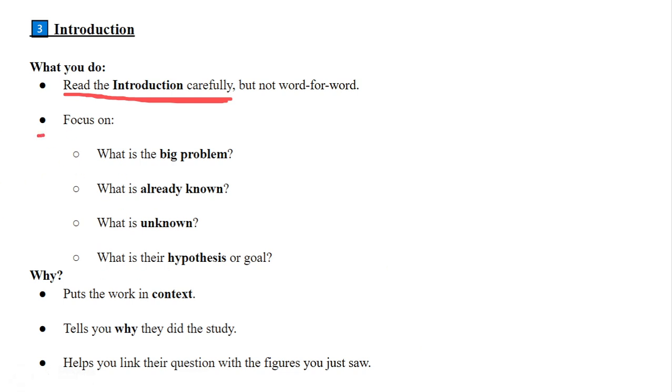Focus on the topic. What is the big problem? In every introduction they mention some problem they are working on. For example, someone studied Alzheimer's disease. They give in the introduction that overall, of 1,000 people, around 10 people are affected by Alzheimer's disease.